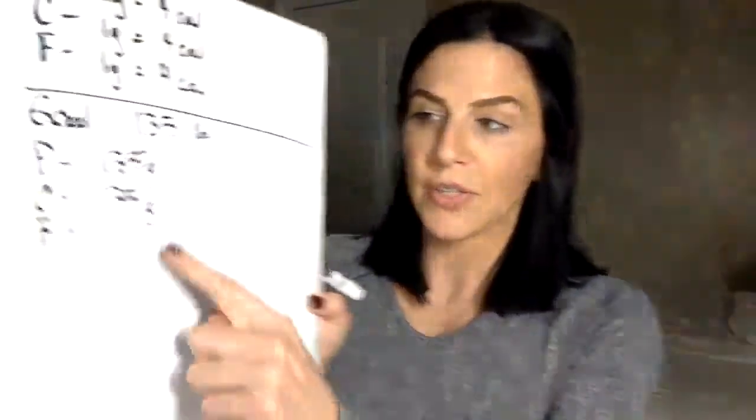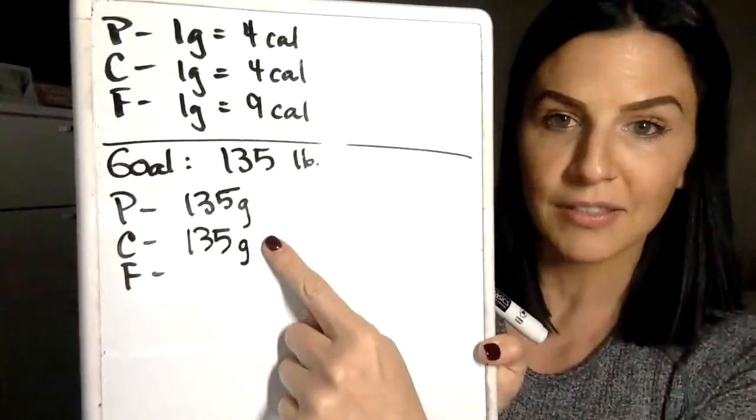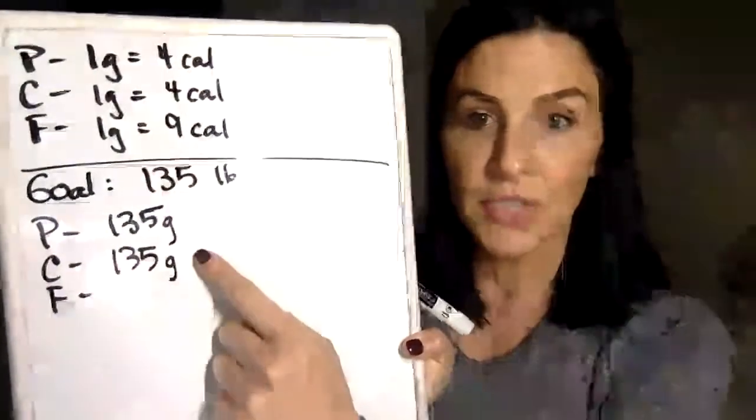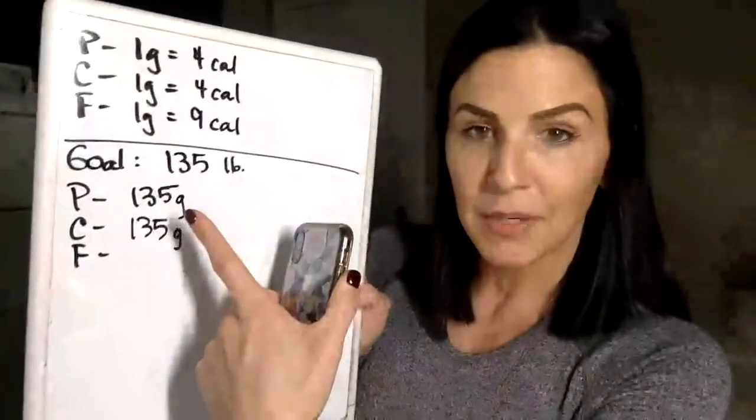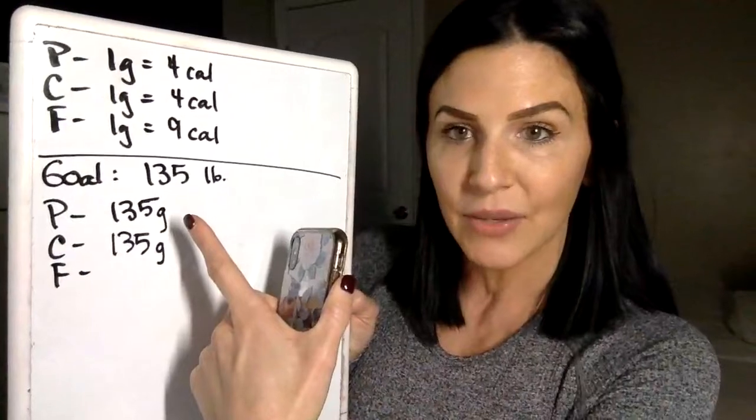Okay, now our fat is going to be a little different. I'm going to get my calculator out. By the way, those numbers here are grams, okay? 135 grams of protein, 135 grams of carbs. So now I'm going to get my calculator and I'm going to calculate my grams of protein. I'm going to figure out how many calories that is, okay?